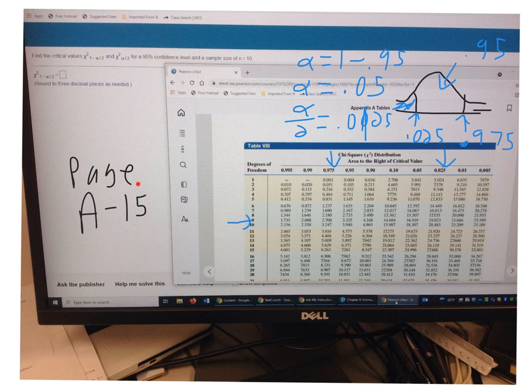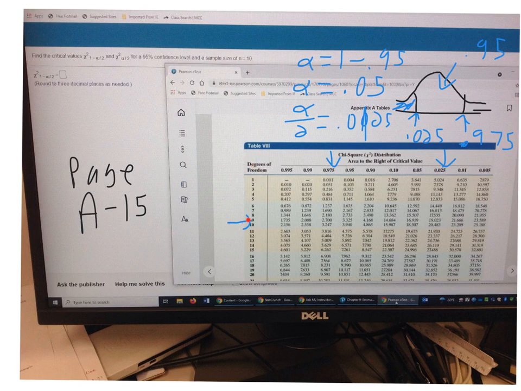It's in your book. If you want to look it up yourself, it's on page A-15. Just go into the search feature and type that in, and it'll bring this up. So we're looking at these two columns here, the 0.025 and the 0.975, which I was trying to explain how to get. You got a sample size of 10, and so the degrees of freedom is always one less than that. We've seen that before.